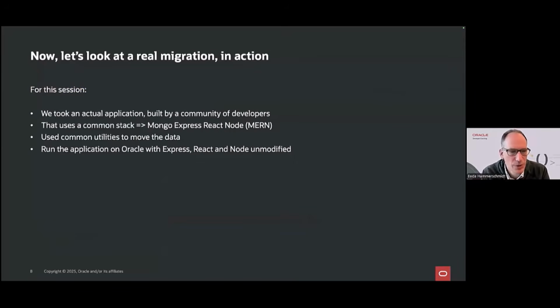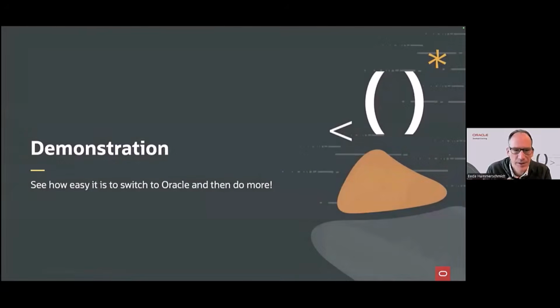So what did we do? We took an application that was built by a community of developers. This is not something we built for the purpose of showing that migrations are possible. This is like a real demo app, which we didn't build. It uses a very common stack, the MERN stack: Mongo, Express, React, and Node. We use MongoDB's utilities to move this data, change the connect string, and run this application on Oracle unmodified. And with this, I turn over to Nacho.